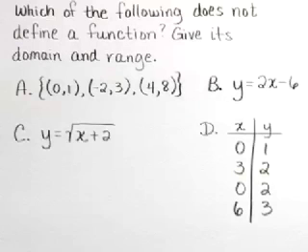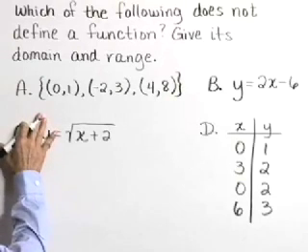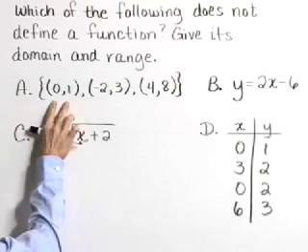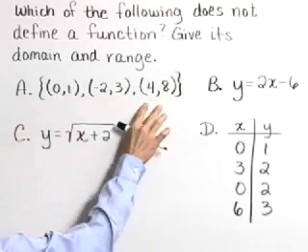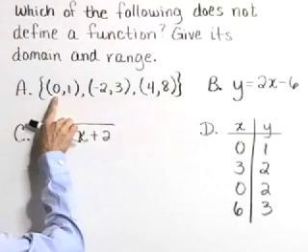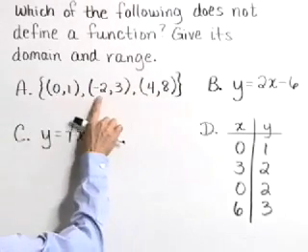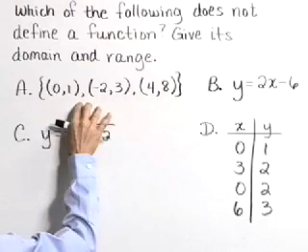Which of the following does not define a function? Give its domain and range. Well, let's just look at each of these, starting with A. Here we have a relation that lists points (0, 1), (-2, 3), and (4, 8). But notice that each x value, 0, -2, 4, corresponds to exactly one y value. Therefore, A does represent a function.